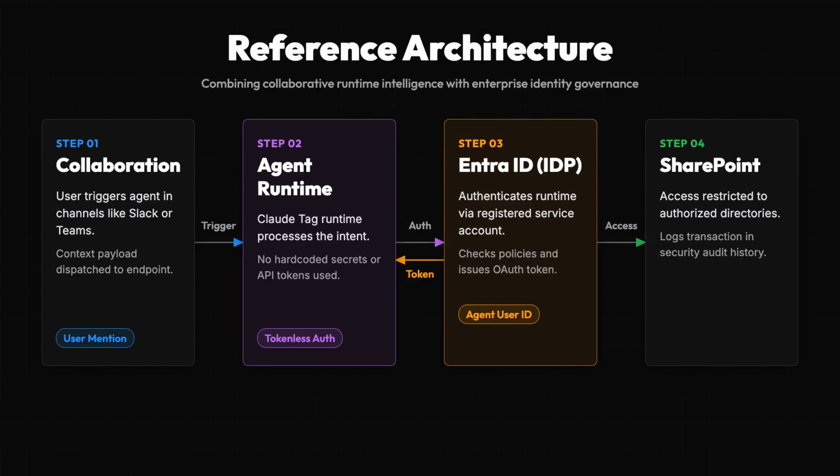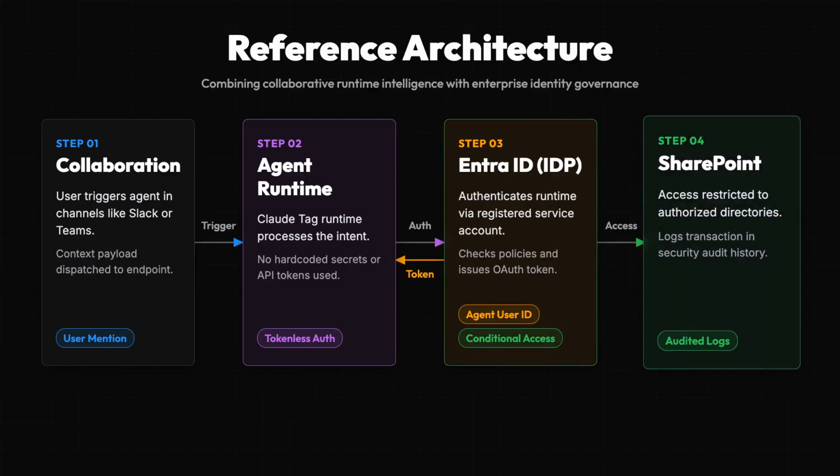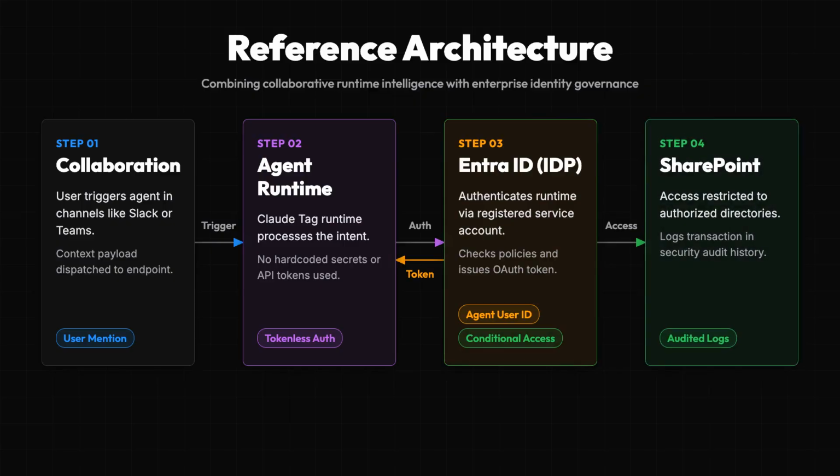Entra ID recognizes this as an agent user identity and issues a secure OAuth token. Because this token is governed by Entra ID, security administrators can apply conditional access policies, audit access logs, and restrict the agent to specific SharePoint folders. This architecture shows how you can combine the intelligence of an agent runtime with the governance of enterprise identity.